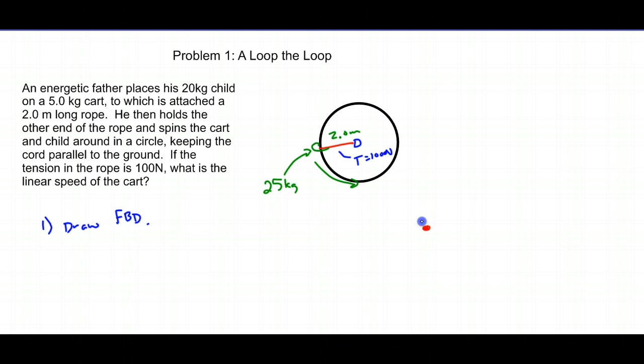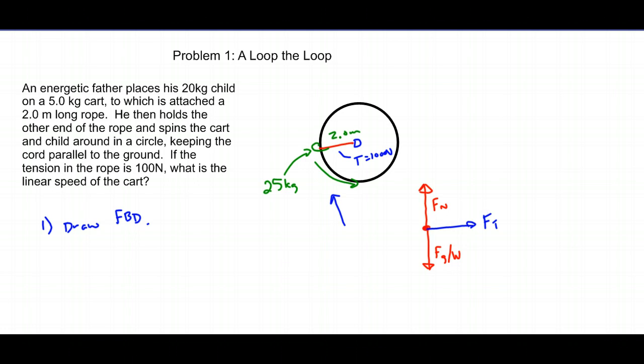So let's take a look at a cross-section of the child. The child has a normal force up, and we're going to include the child and the cart here. Our normal force is going up here. We have a gravitational force, or a weight force, going down this way. And if I'm looking at the child from this location and from this direction, we then also have a tension force going here.